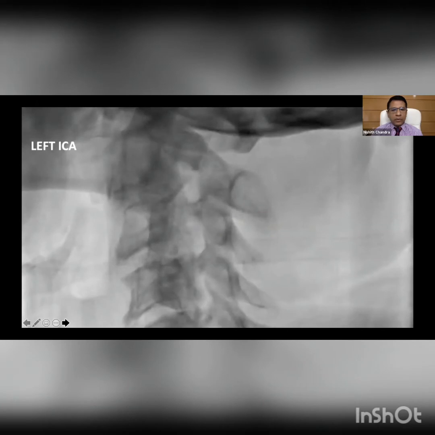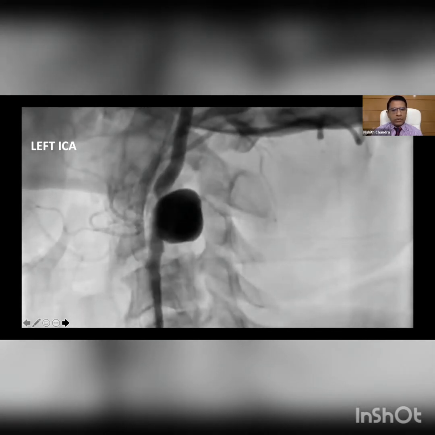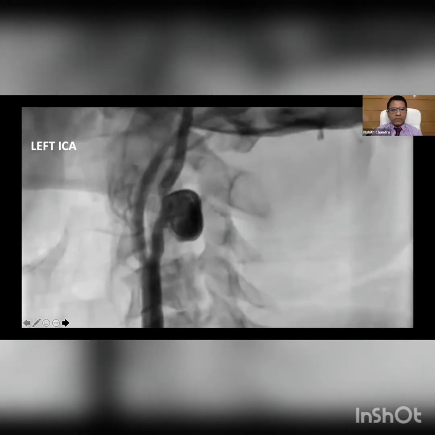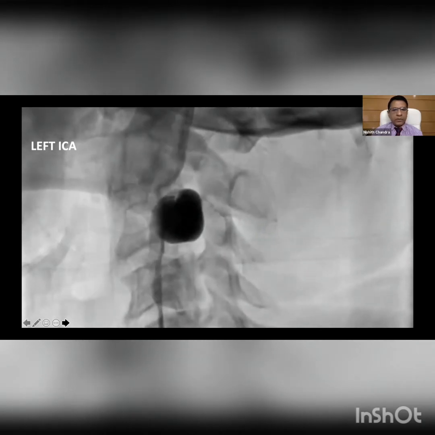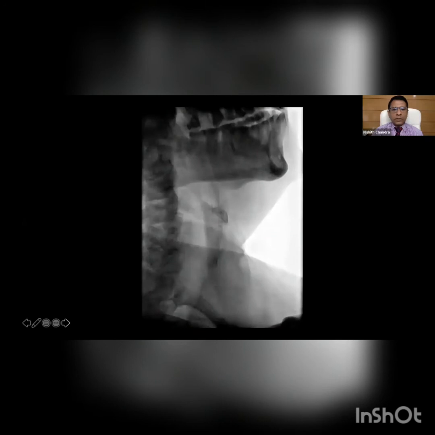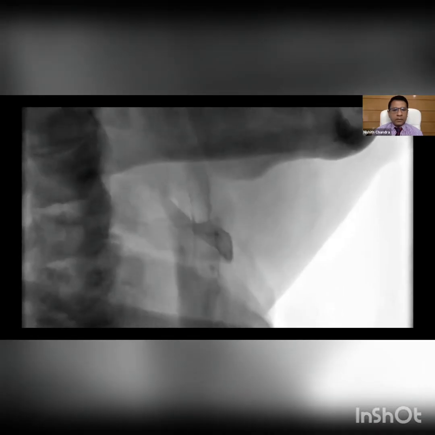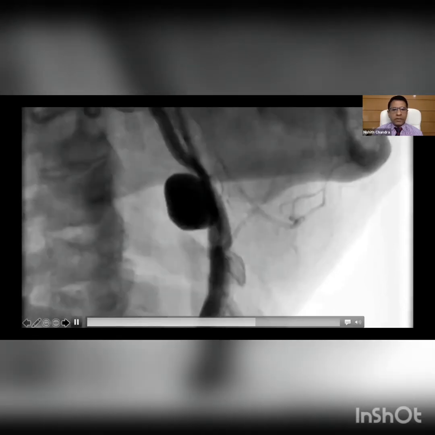And so we took him to the cath lab, and the left internal carotid artery shot confirmed this, and this is a large saccular aneurysm popping out of the internal carotid artery. So you can see the previous stent clearly, and a large saccular bulge.